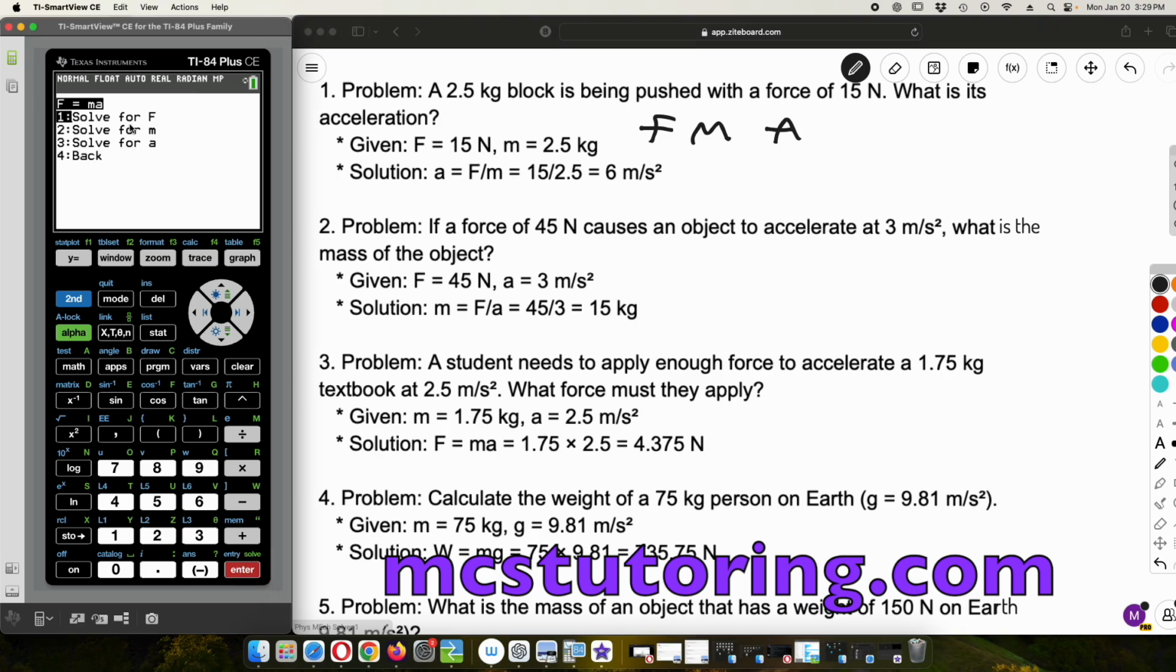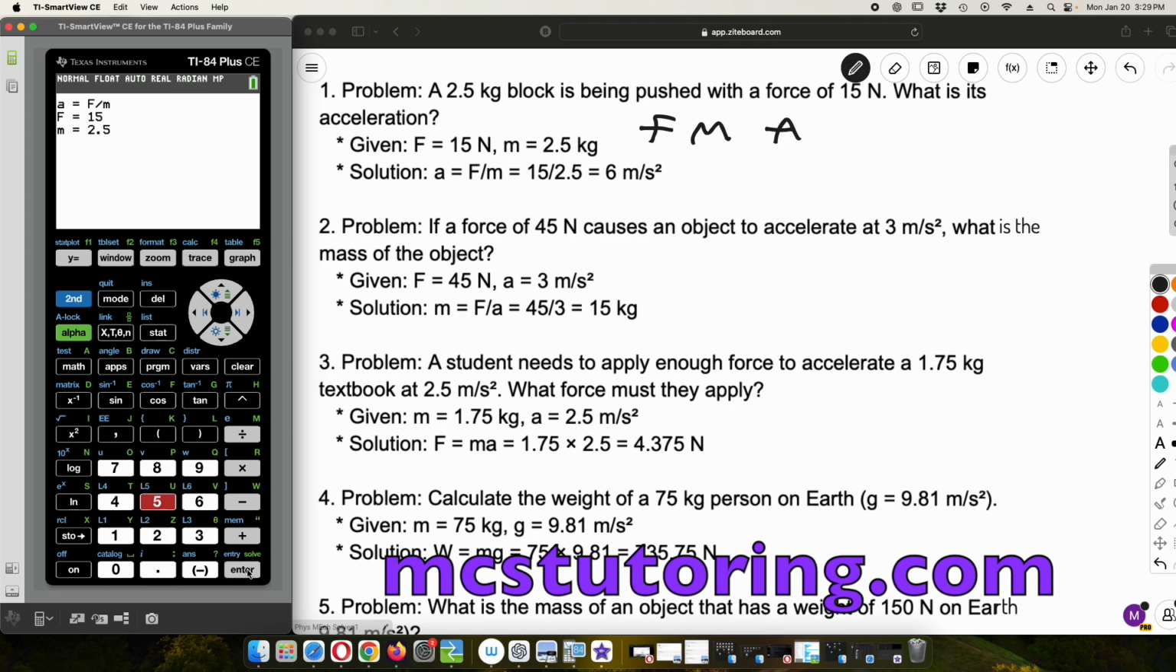And if you didn't know that, that's okay, because it gives you the formula right here, F equals ma. In this case, we're looking for a, so that'd be option 3. And then we want to plug in what we do know. So the F is 15, and then the m is 2.5.